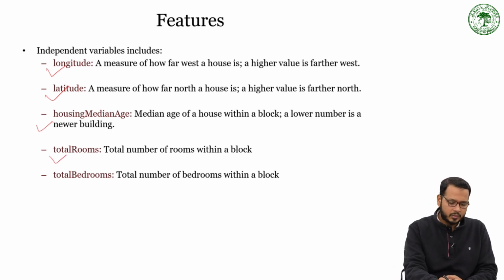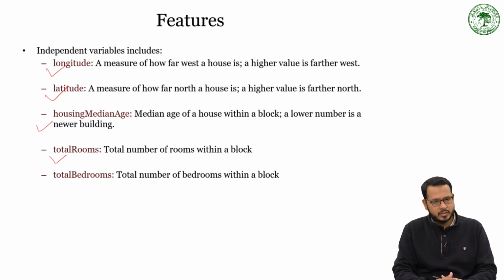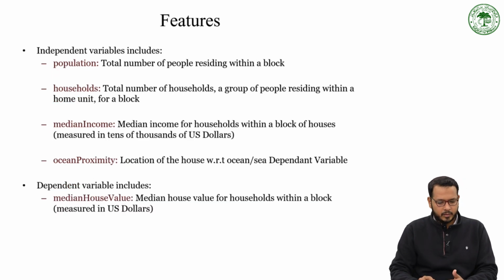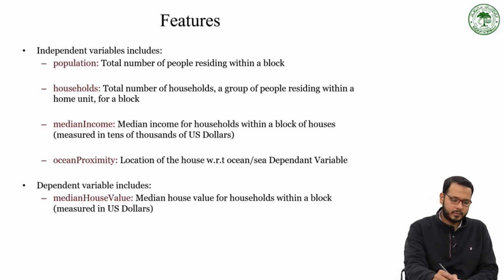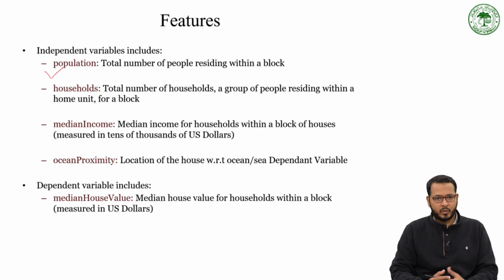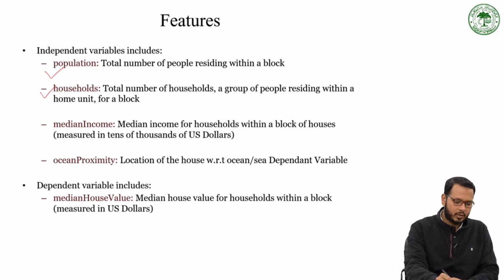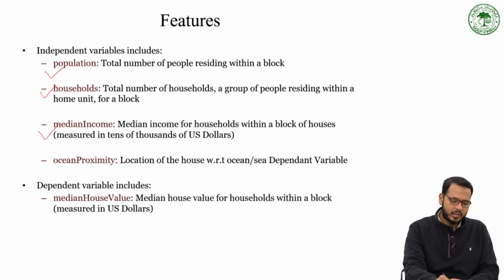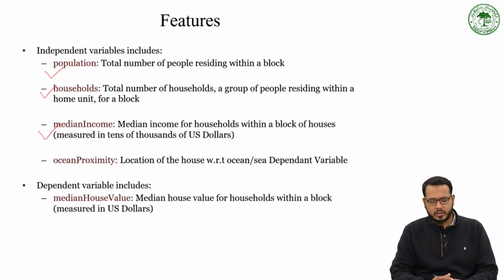Total rooms within the block where the house is, total bedrooms in a given block. We also have the number of people living around or within a block, and the feature name is population. We also have the total number of households or group of people residing within a single home unit for a block. So the households is there. We also have the median income for the households within a block of houses, which is measured in tens of thousands of US dollars.